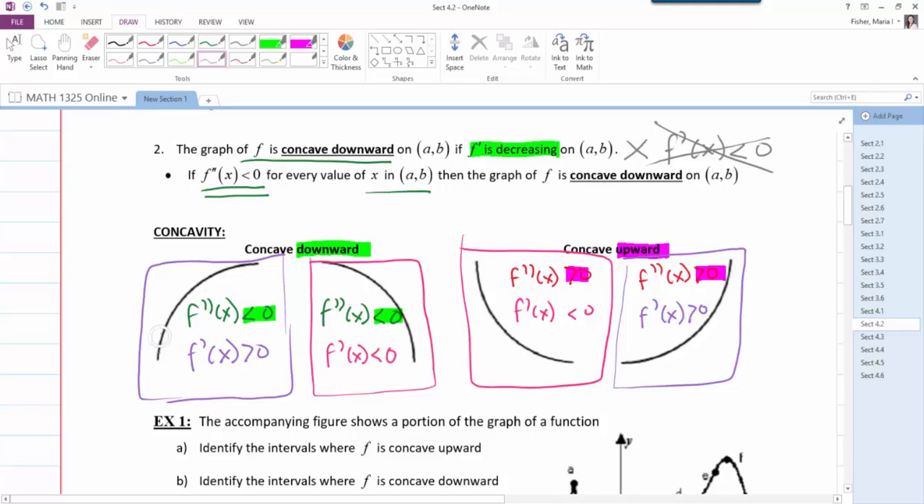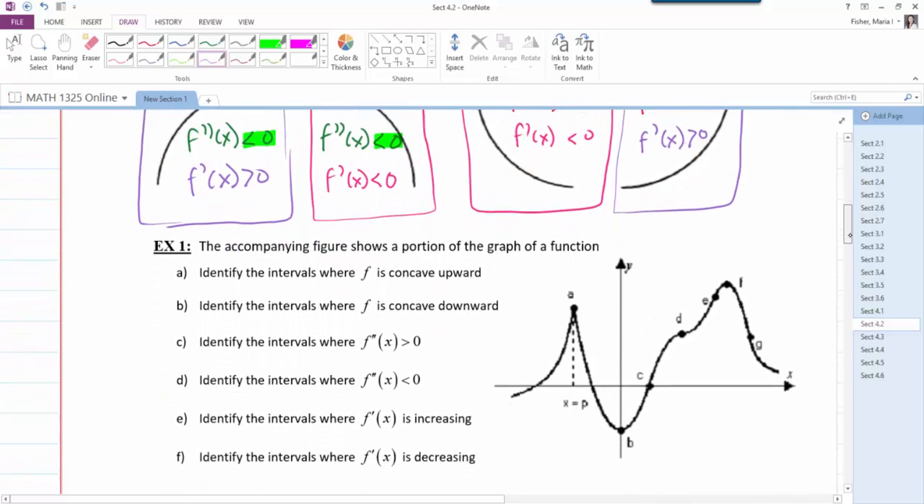So if you are increasing and concave down, which is what this says, second derivative less than 0, first derivative greater than 0, you're going to look like the left side of the letter N. If you are decreasing and concave down, so second derivative less than 0, first derivative less than 0, you look like the right side of the N. Decreasing concave up, first derivative less than 0, second derivative greater than 0, the left side of the U. And increasing concave up, second derivative greater than 0, first derivative greater than 0, right side of the U.